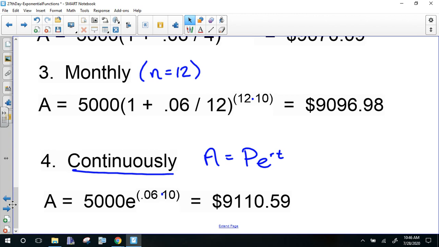So that's how you use the formulas, mostly for investment purposes. If you want to figure out how much money you're going to need to save from the day you were born until you're 18 to have $100,000 for college, you could figure it out using these formulas.